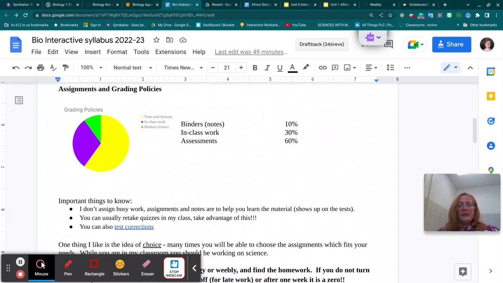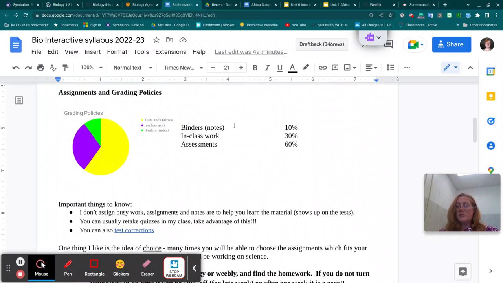Assignments and grading policies. Like I mentioned, the binders are 10% of your grade. So enough that it helps your grade if you do it right. And I just want to see that the papers that we have in class are there and that you can find them yourself. I'm not a real big stickler on where did you have to have it in this order and you have to have this and you have to have that.